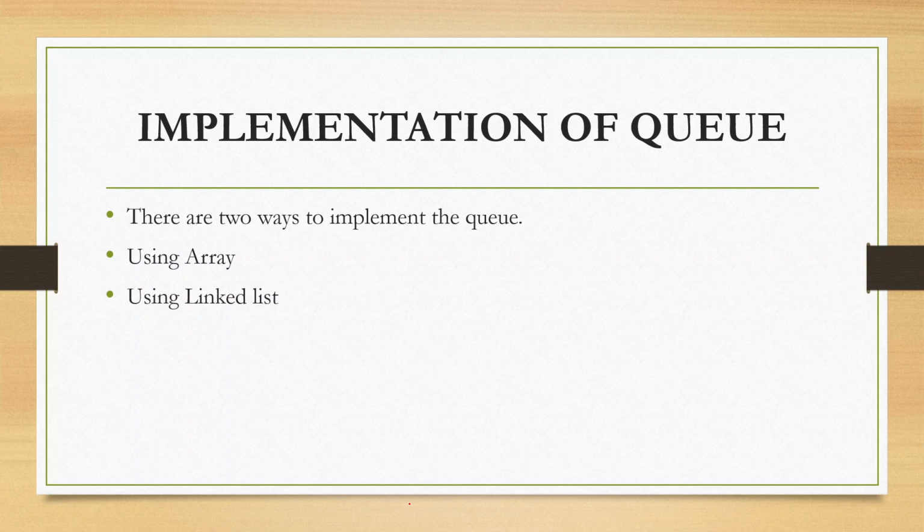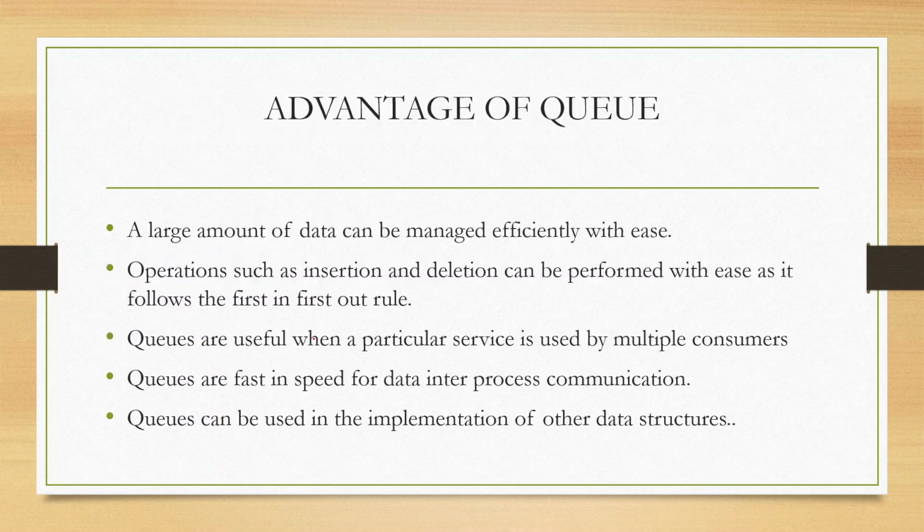As we have seen, one data structure can be combined with another data structure. This queue can be implemented with two data structures, array and linked list. If I use an array, then the queue has a fixed size. If I use a linked list, we do not fix any size for the queue.